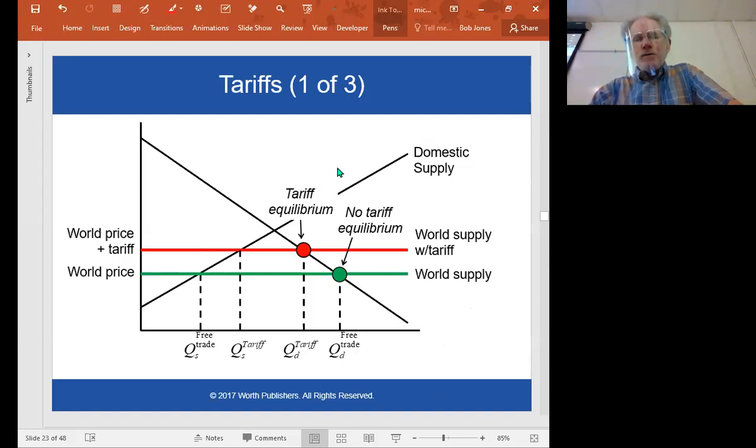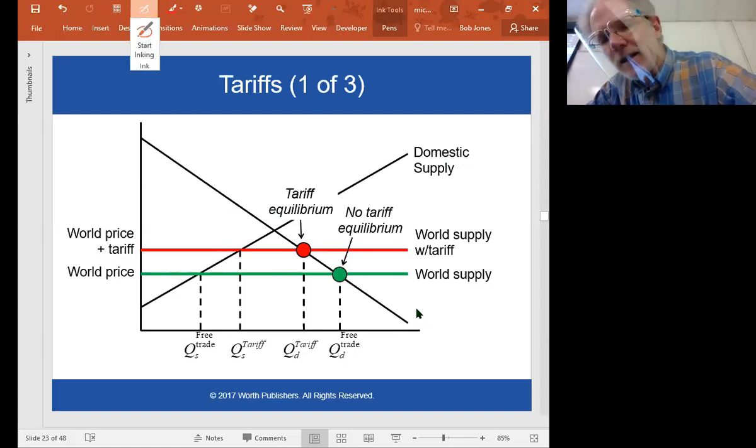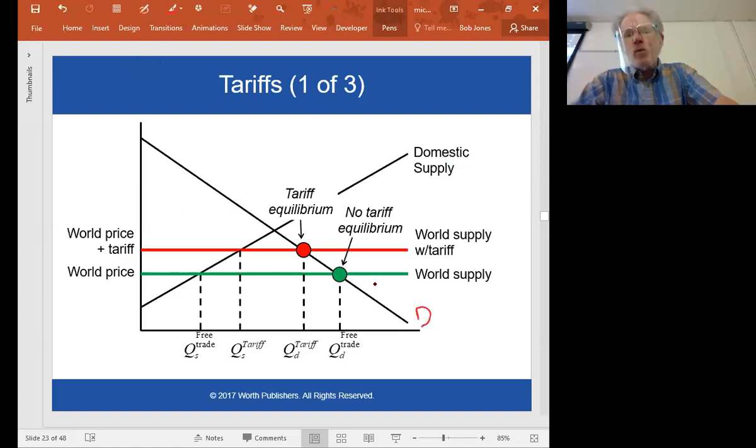So here we have, again, a new graph, so look at it carefully. Got a domestic supply curve, nothing new there. Got a domestic demand curve here. Somehow the D got left off. We got a world supply curve. So just ignore the red line there for now. Without the red line, this is exactly what we had before. The price would be the world price. Again, assume that's $10.